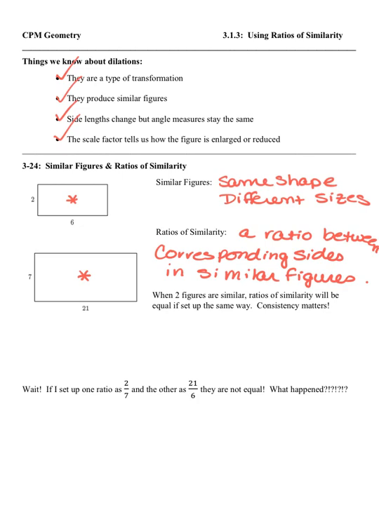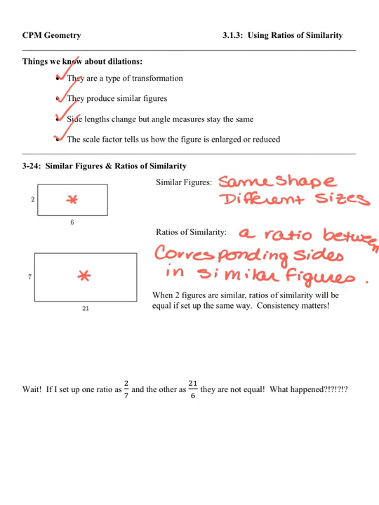It's just a ratio between any pair of corresponding sides in similar figures. So when two figures are similar, the ratios of similarity will be equal if set up the same way. So what does this mean? Okay, first of all, a ratio is just a fraction where we are comparing two quantities together.